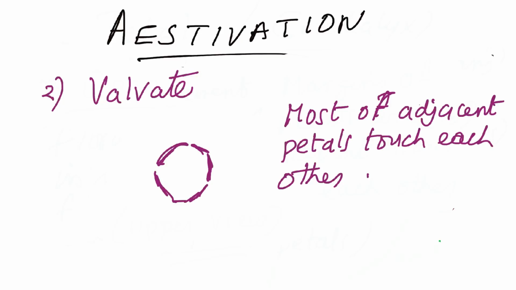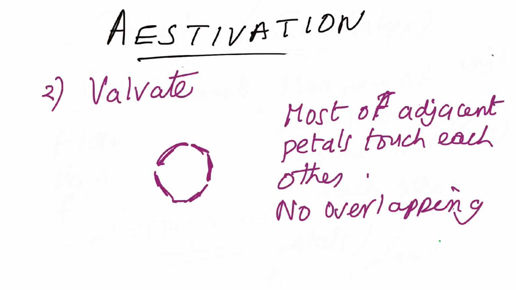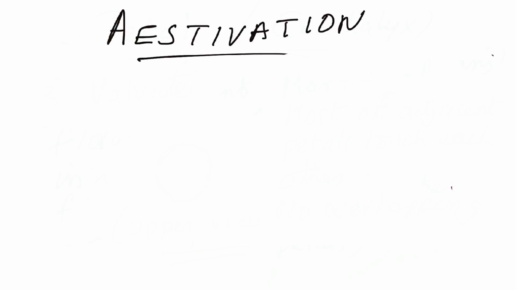The petals don't overlap, even though most of them could be touching each other. So that's the important feature about valvate aestivation. Going on to the next, which is called the twisted or contorted aestivation.